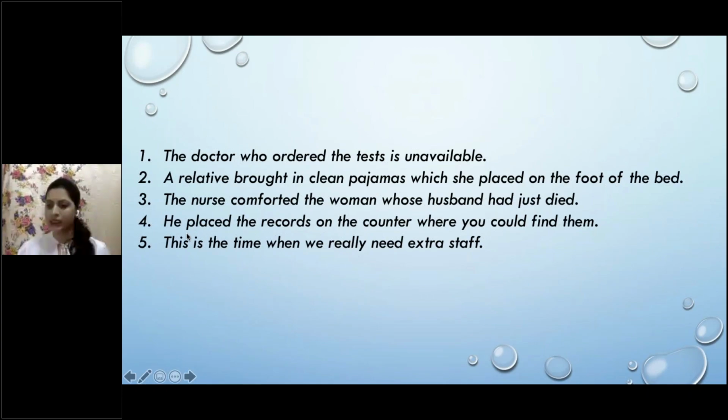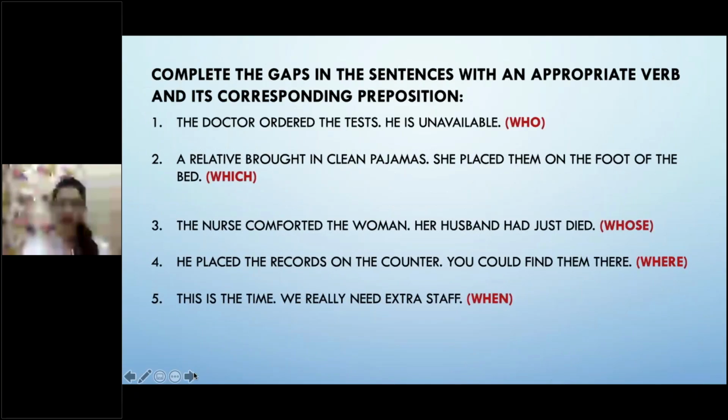The fourth sentence was, he placed the records on the counter. You could find them there. And the clue word was where. So he placed the records on the counter where you could find them. The last sentence was, this is the time. We really need extra staff. And the clue word is when. This is the time when we really need extra staff.